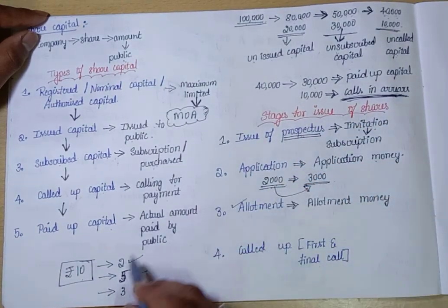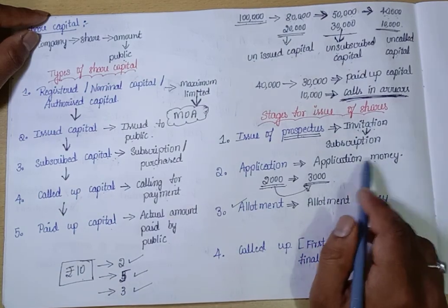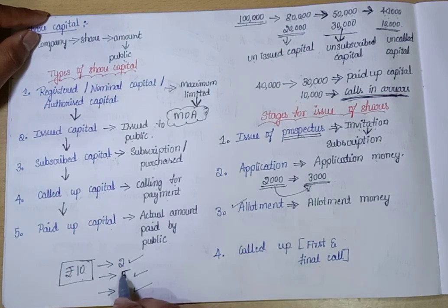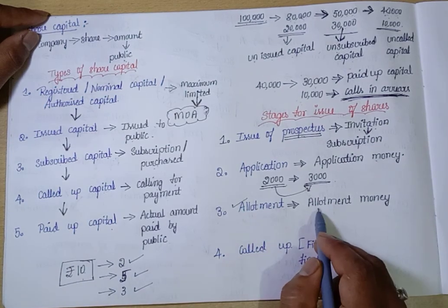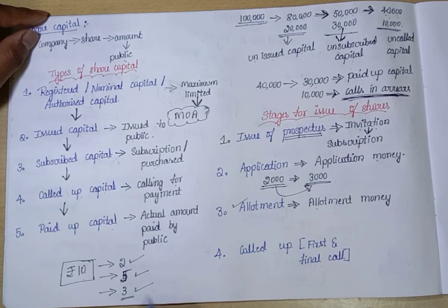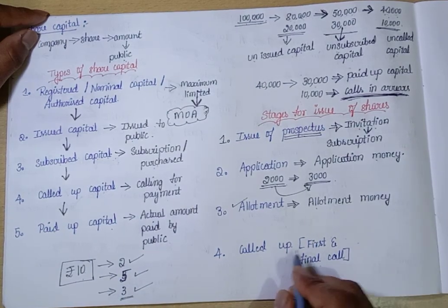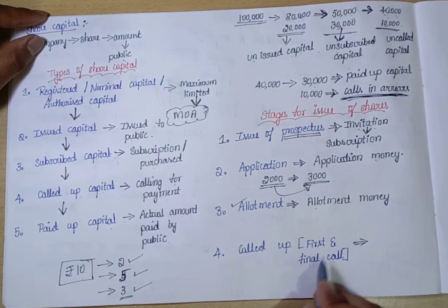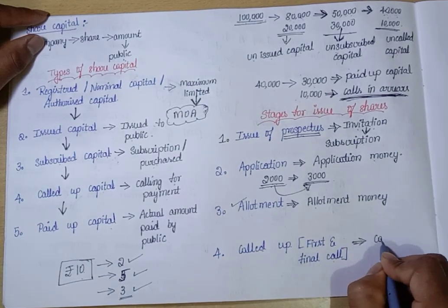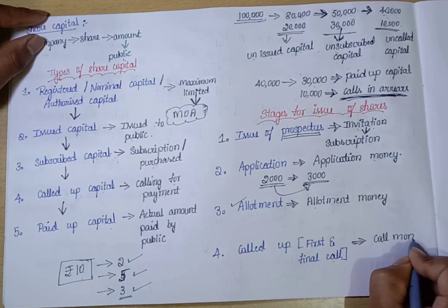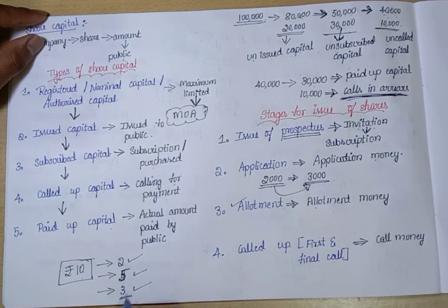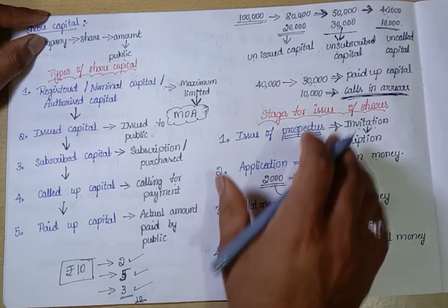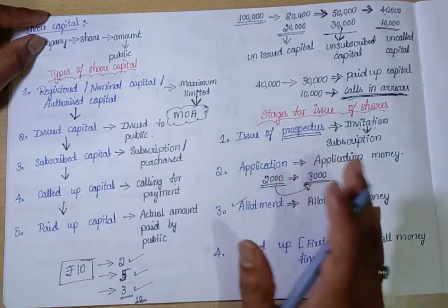At the application stage, we receive a certain money out of this face value, called application money. At the time of allotment, we receive part of the face value, called allotment money, and the remaining balance amount we receive at the first and final call. This 3 rupees received at the first and final call is called call money. So 2 plus 5 is 7, plus 3, so totally the 10 rupees share value will be received. These are the various stages for issue of shares.